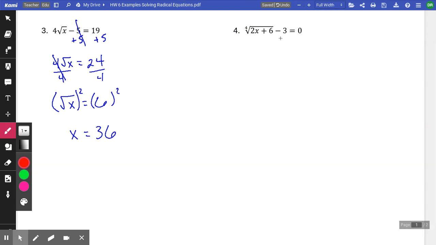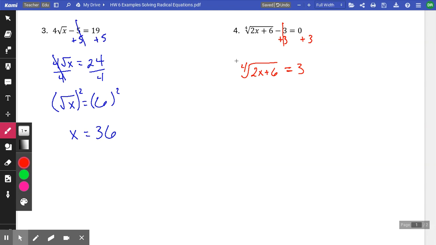So to cancel -3, just as we always have, we will add 3 and add 3. And we get the fourth root of 2x plus 6 equals 3. And that's as much as we can cancel via addition and subtraction. We can't cancel the plus 6 because it's actually underneath the fourth root. So that's why we're talking about how to solve these equations.